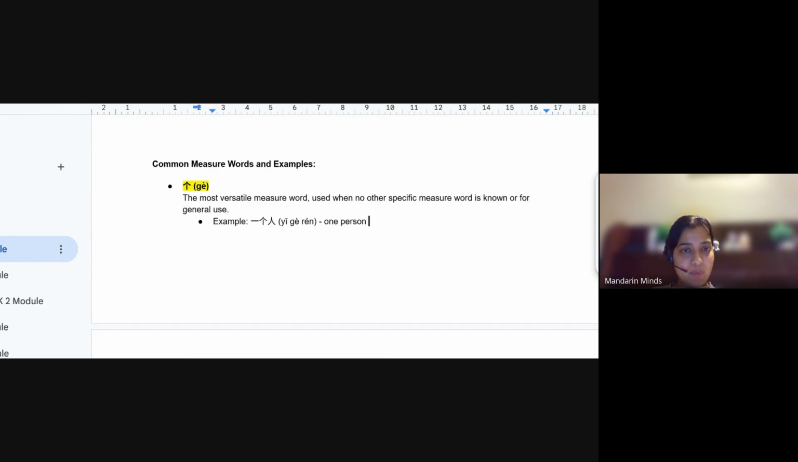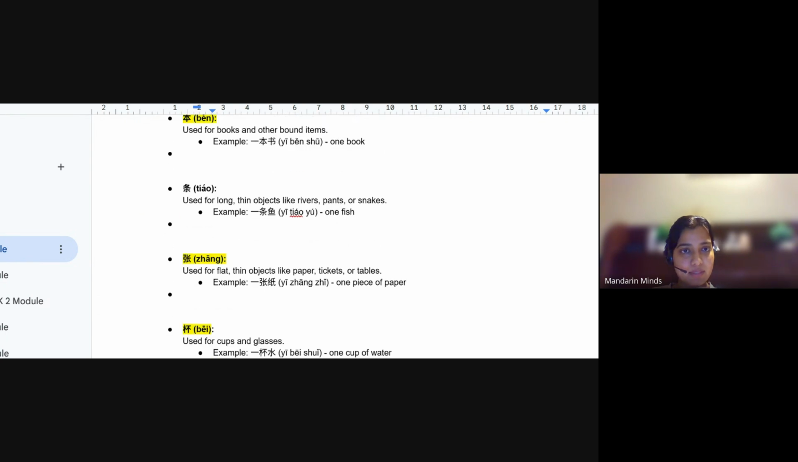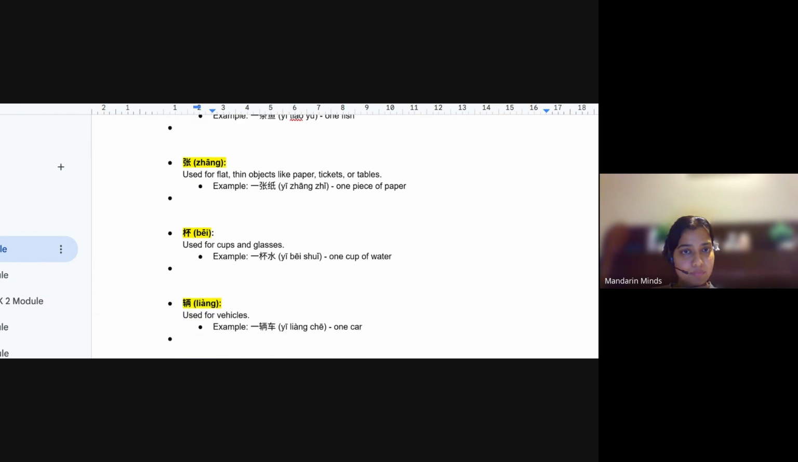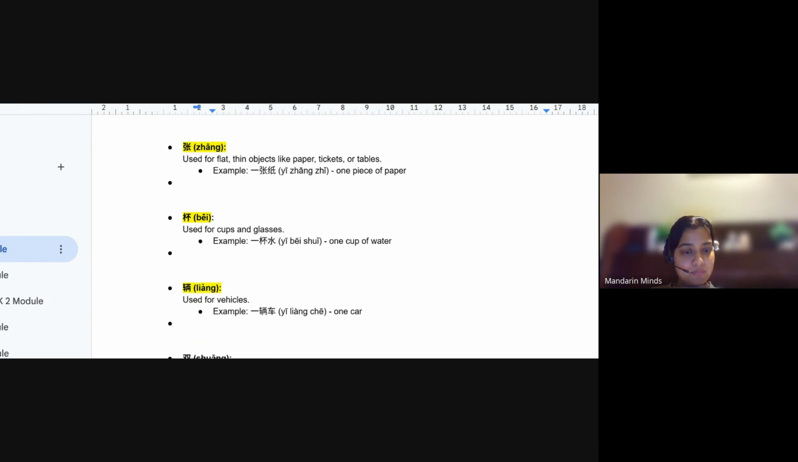I've highlighted the important ones in yellow, so I'm skipping to those. Pan is used for bound items. One book, one notebook. 一本书. 张 used for flat, thin objects which have a flat surface. Paper, tickets, tables. 一张纸.